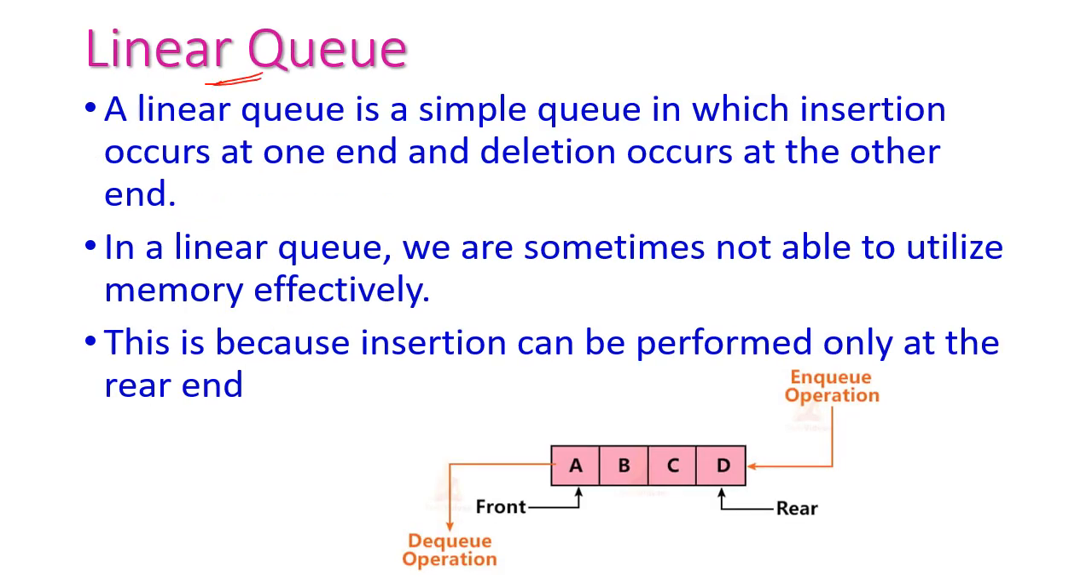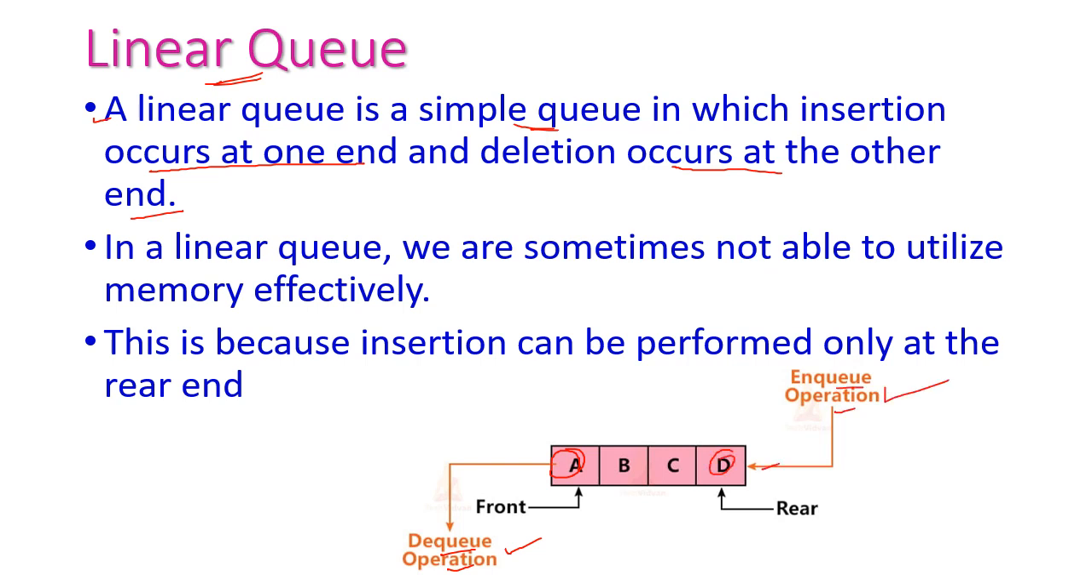The first type is linear queue. It is a simple queue in which insertion occurs at one end and deletion occurs at the other end. For example, this is a queue, and this is the front side. On the front side we can perform the deletion operation, and on the rear side we can perform the insertion operation.